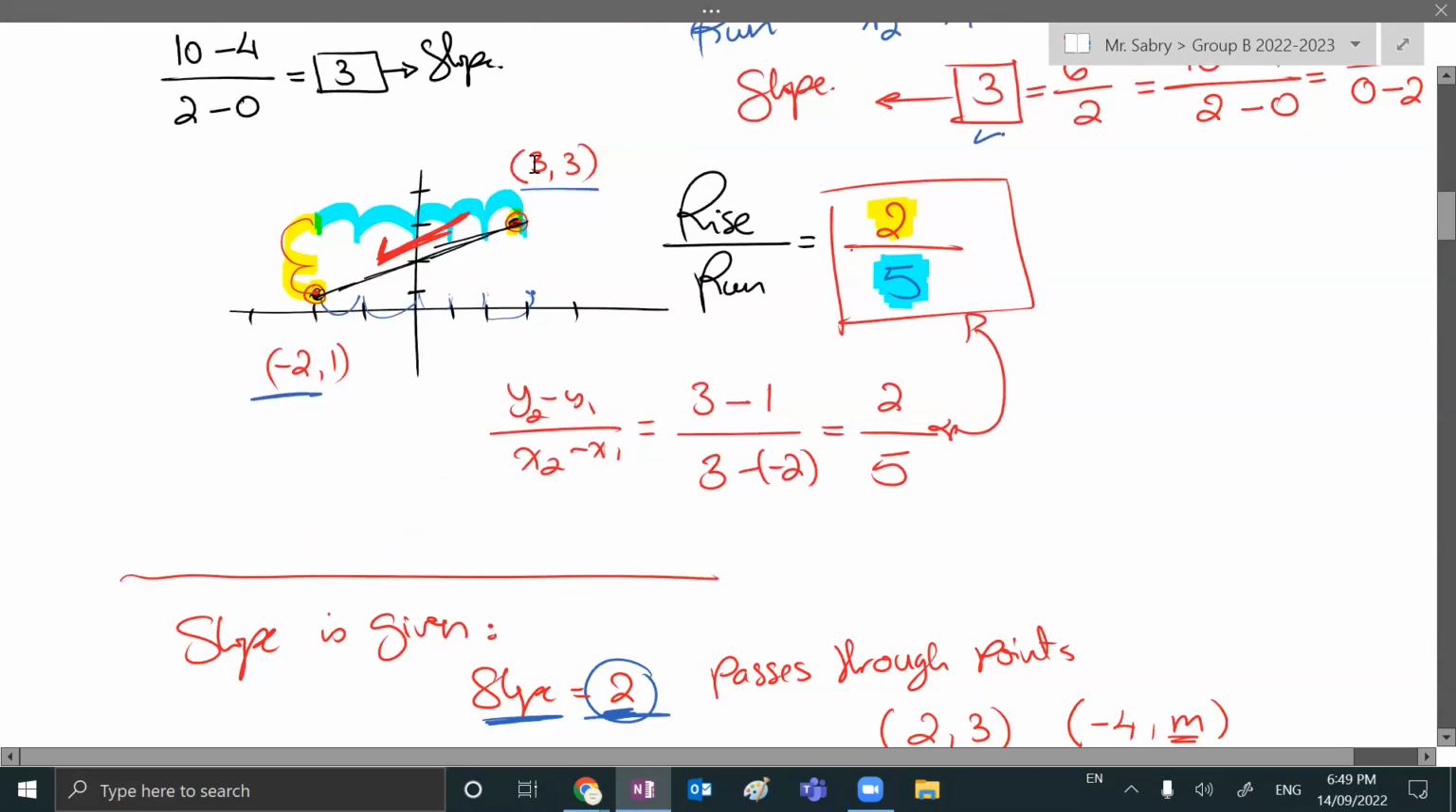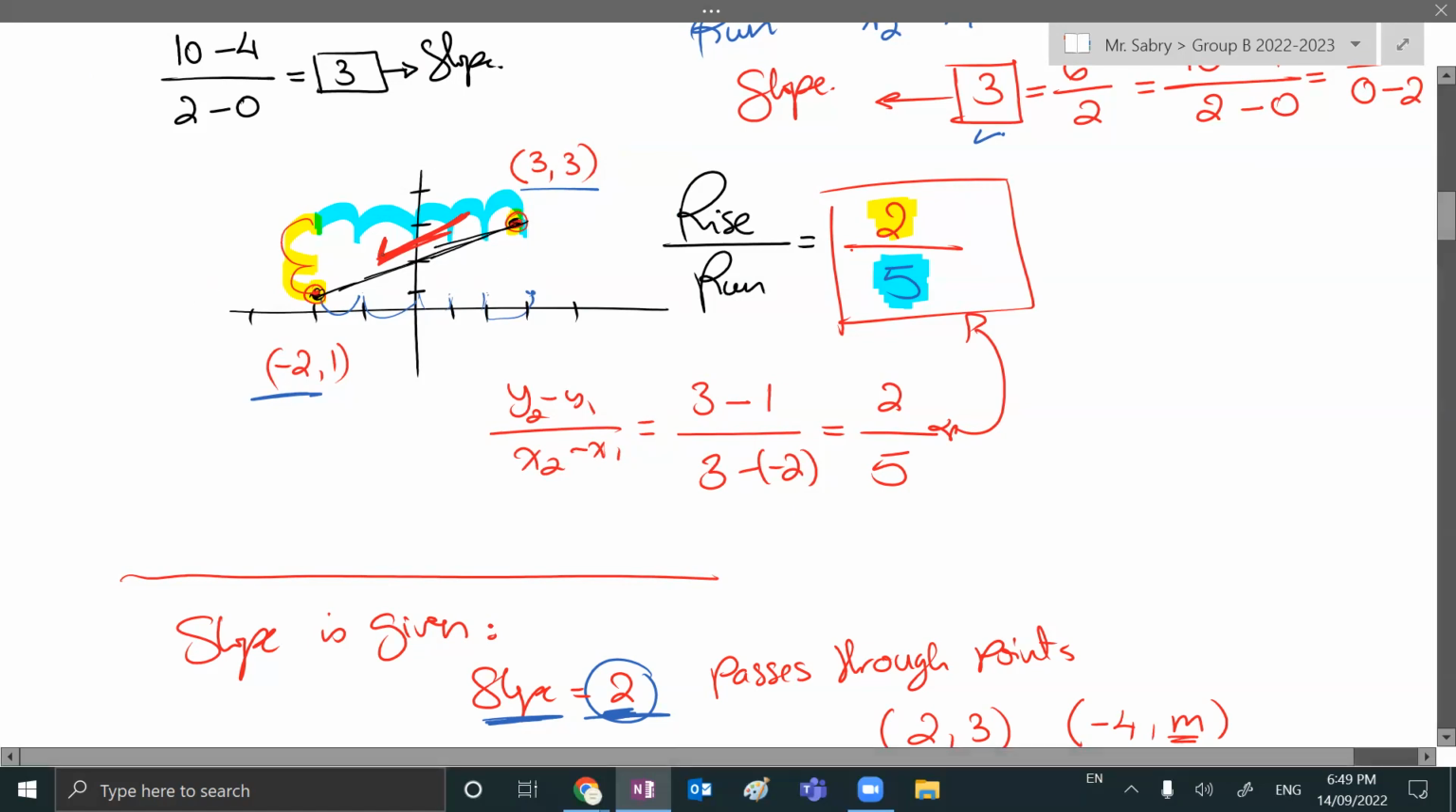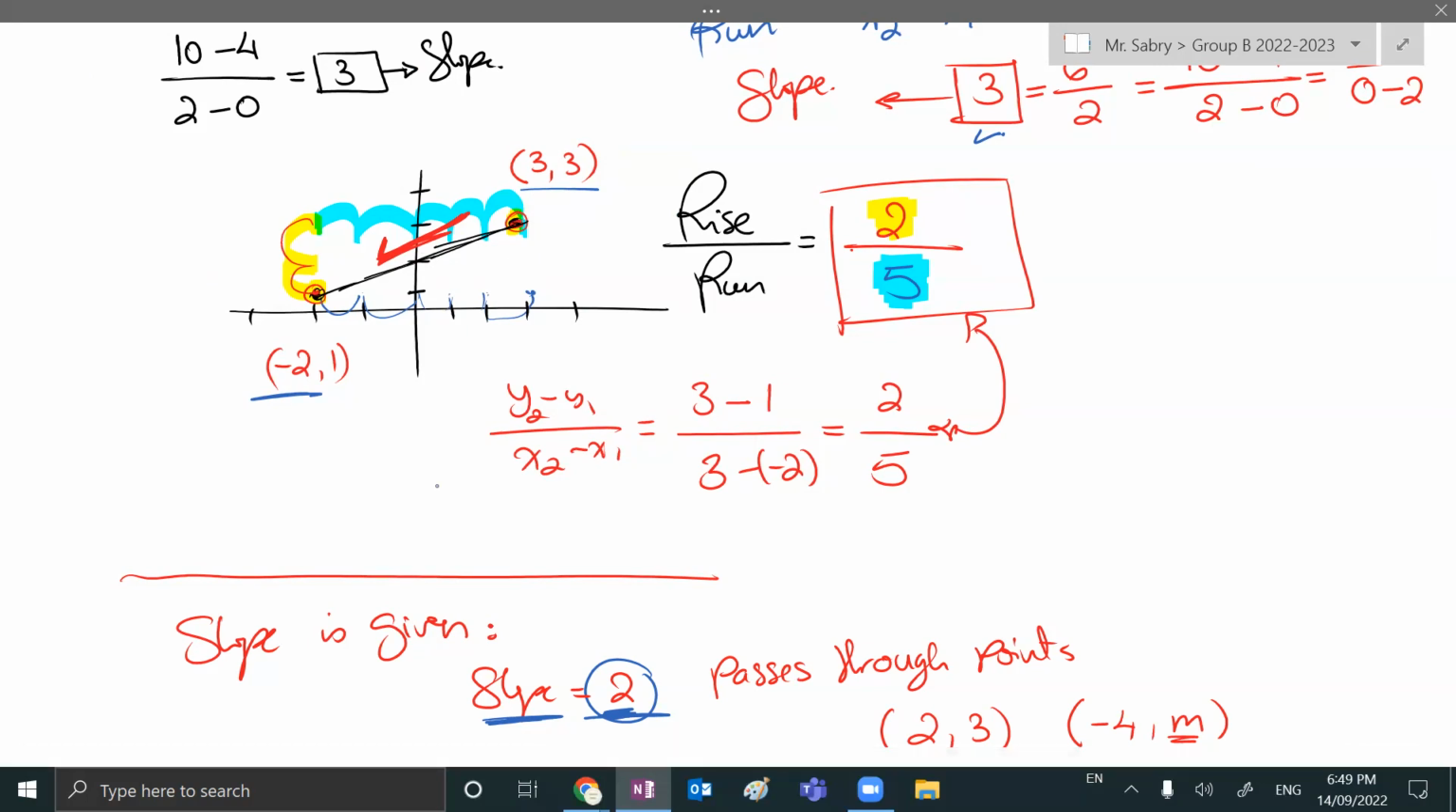Then we said we can also count the rise and the run. And if we do that, we just have to check at the end whether this is a positive slope or a negative slope line by using the Nike sign, if you remember. If the line follows the Nike sign, that's a positive slope. If they intersect each other, that's a negative slope.